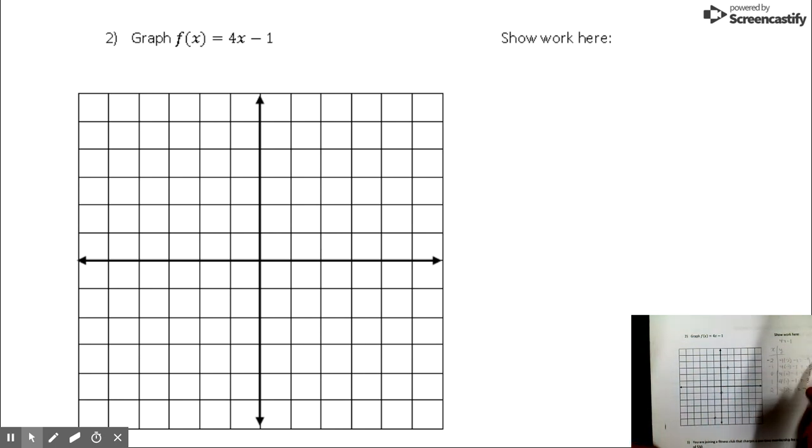So the first point, negative 2, negative 9, is going to be off our grid somewhere down here. 2, 7 is going to live up here somewhere, but out of the 3 points we have, we've got plenty to be able to create our line. Remember, we only need 2 points in a straight edge. So kind of drawing this one in roughly by hand, the graph would look like this.